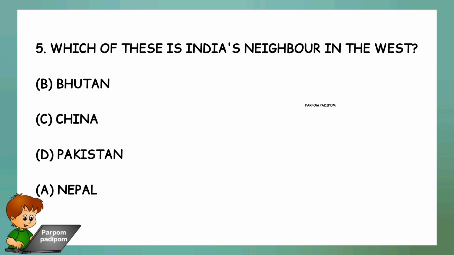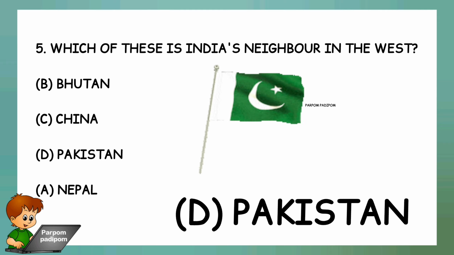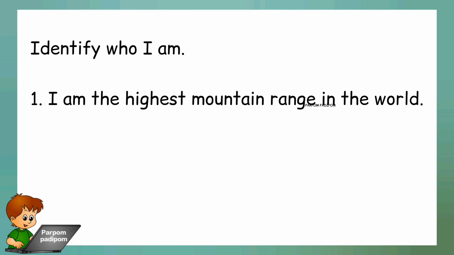5. Which of these is India's neighbor in the west? B. Bhutan. C. China. D. Pakistan. And Nepal. The correct answer is D. Pakistan.